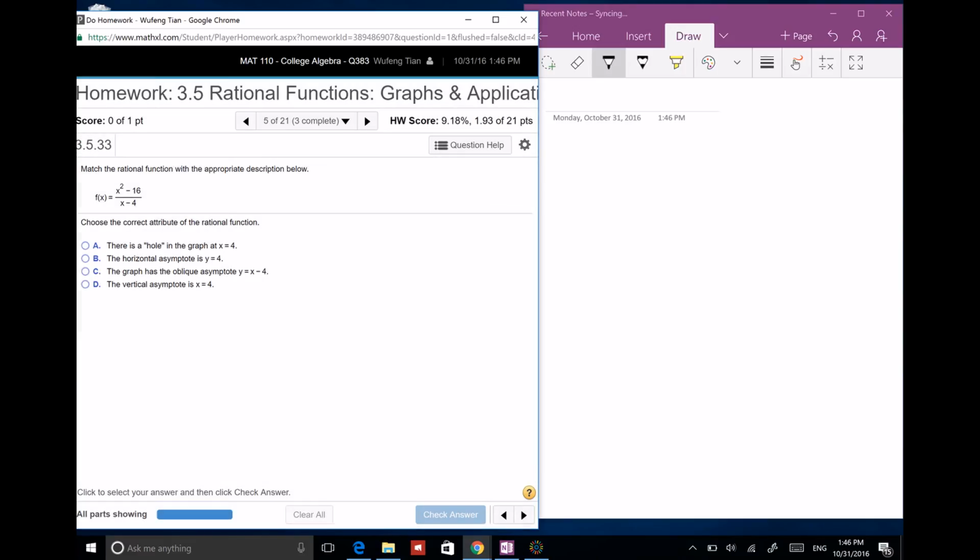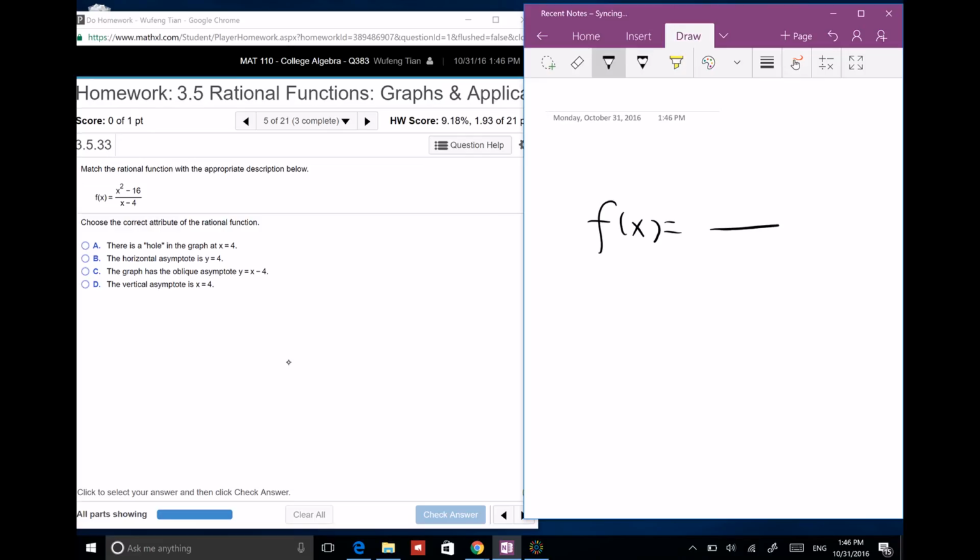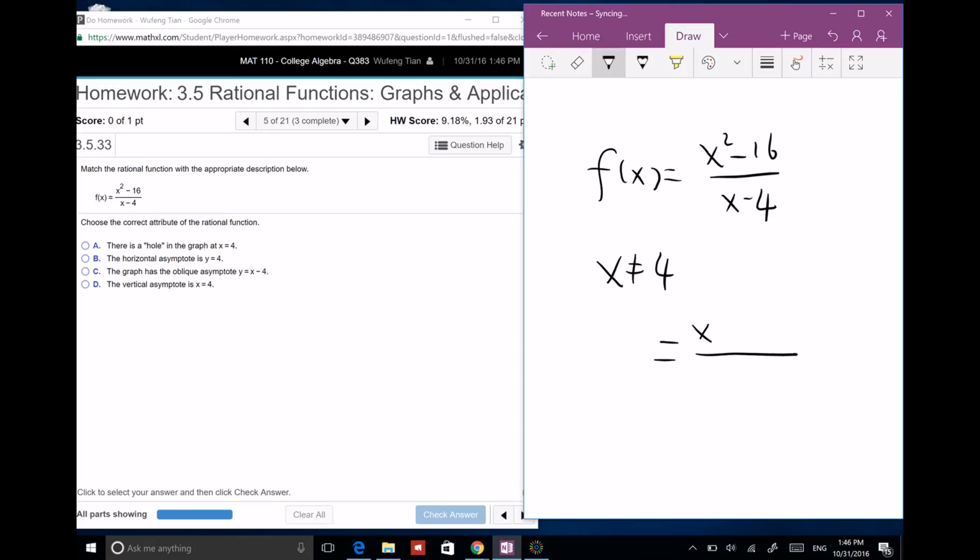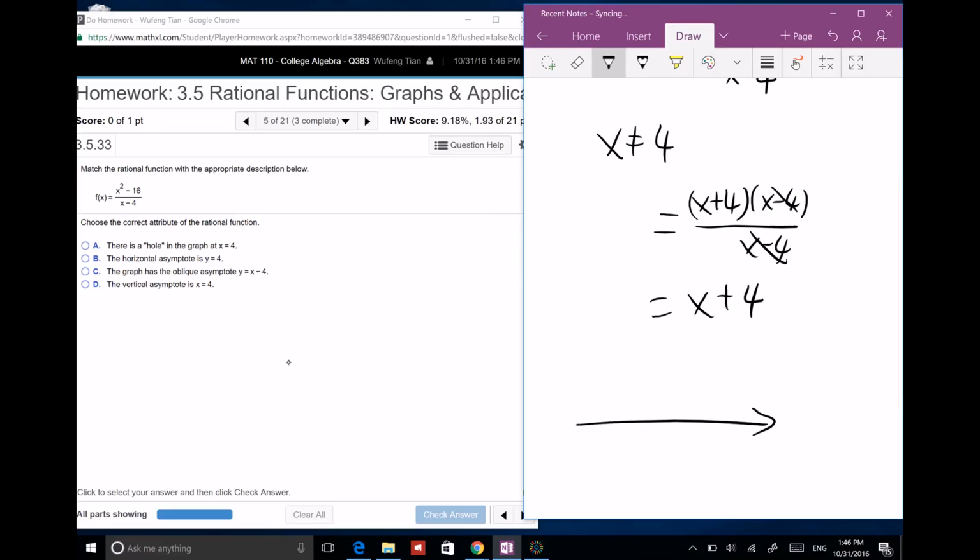Alright, so this one you have f(x) equals (x squared minus 16) over (x minus 4). x will not equal 4, but if you know that, you can simplify this as (x plus 4) times (x minus 4) over (x minus 4). Well, x minus 4 canceled out is x plus 4. But if you graph the picture, you will have a hole when x equals 4 and the hole equals 8, right?